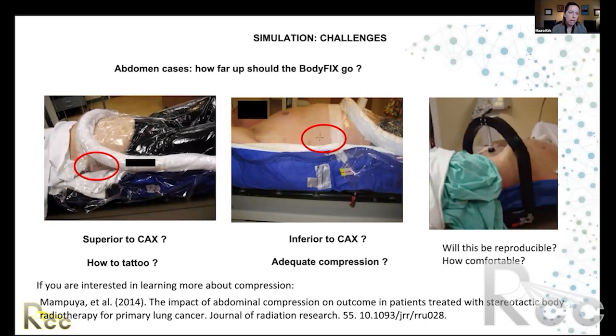But I think this slide, we're just pointing out some challenges with simulation for the abdomen and with different methods of compression. For example, how high up do we need to compress the patient in order to minimize motion? For these devices, it can be complicated to decide once they're in place how to tattoo the patient. And then with any compression device, we really have to keep in mind, is the patient comfortable enough to stay in this position for potentially a long time? And we have a reference here with more information about the impact of abdominal compression for patients treated with stereotactic body radiotherapy.